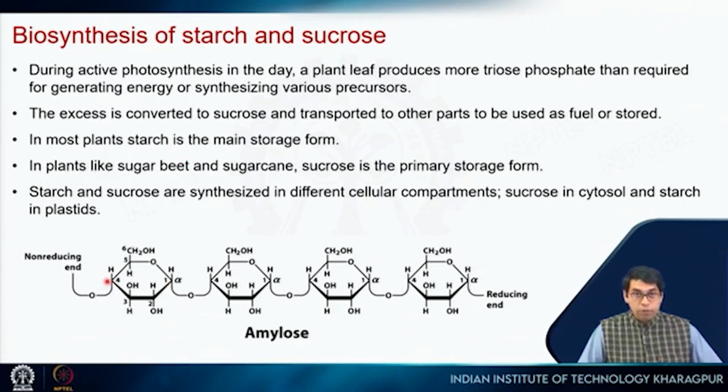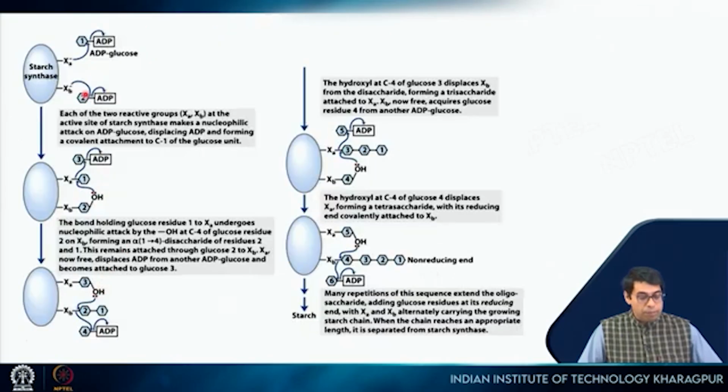So this attaches to the glucose subunit at C1. These are the two sites we are going to look at. Both are attached to C1, right? Now the bond holding glucose residue 1 to XA undergoes nucleophilic attack by the OH at C4 of glucose residue 2. So this is the C4, right? This attacks here, and this will attack the next sugar molecule. So what happens then is 2 is attached here after 1, and this 1 shifts to XB. So 1 is shifted from here to here, and in the position of 1, 3 comes in, right?